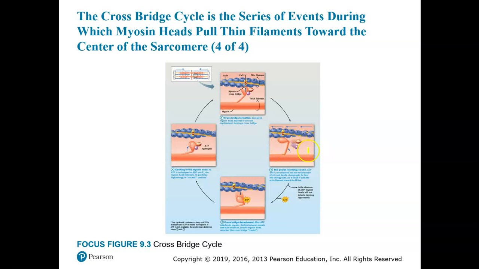So in other words, it requires energy. And then ATP is now going to come in and bind to the myosin so that it can detach. So ATP will bind to myosin and it will detach from the actin. And the contraction is over.